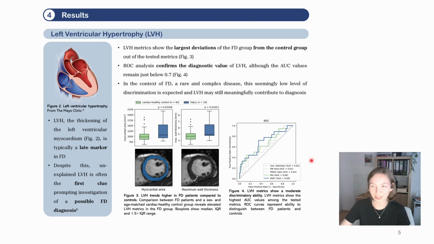If we look at the ROC analyses, we can definitely confirm the diagnostic value that's already known of left ventricular hypertrophy with AUC values of just under 0.7. This means there is definitely some diagnostic value there, but it's definitely not useful as a standalone marker, and we are also not expecting this for a rare and complex disease such as Fabry disease. So this is, I would say, still a very positive result.